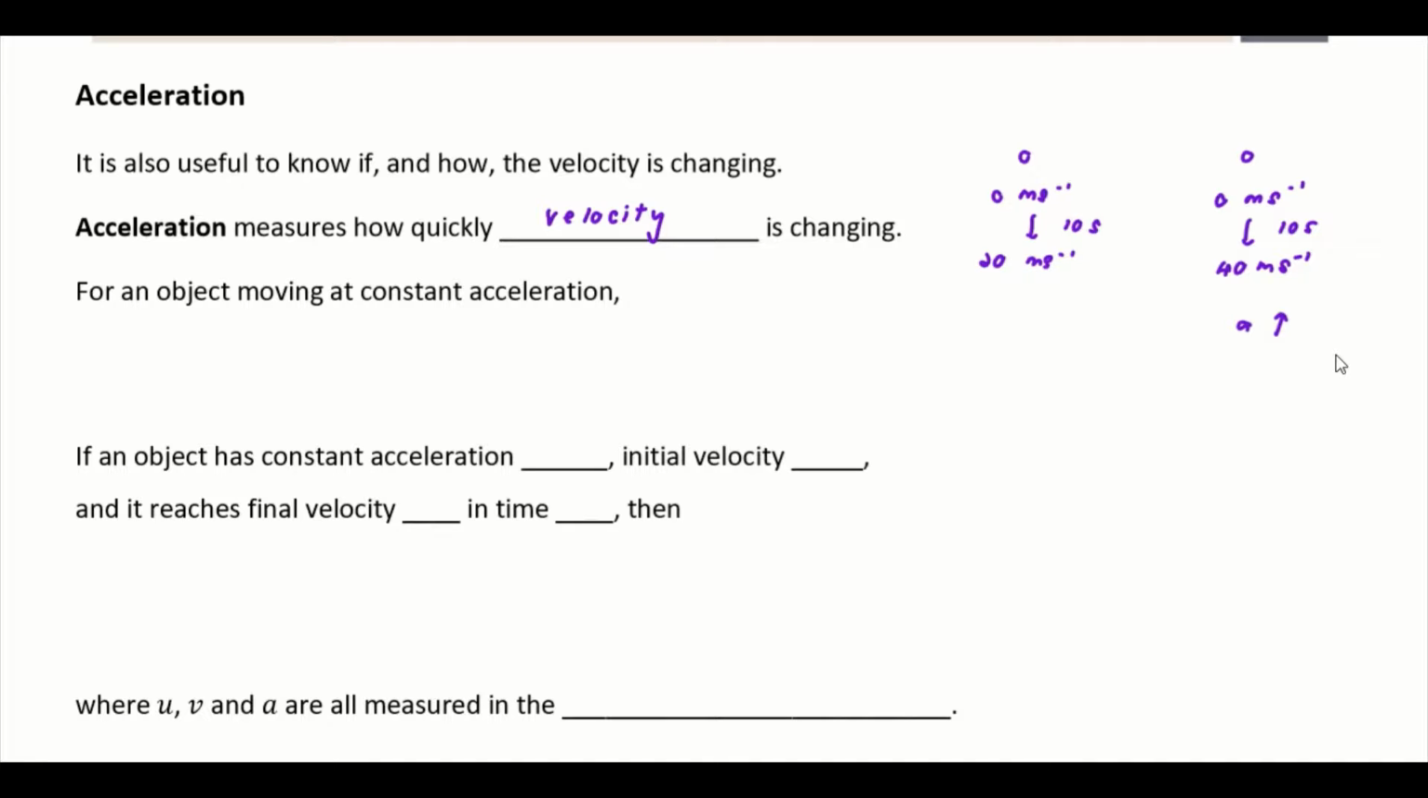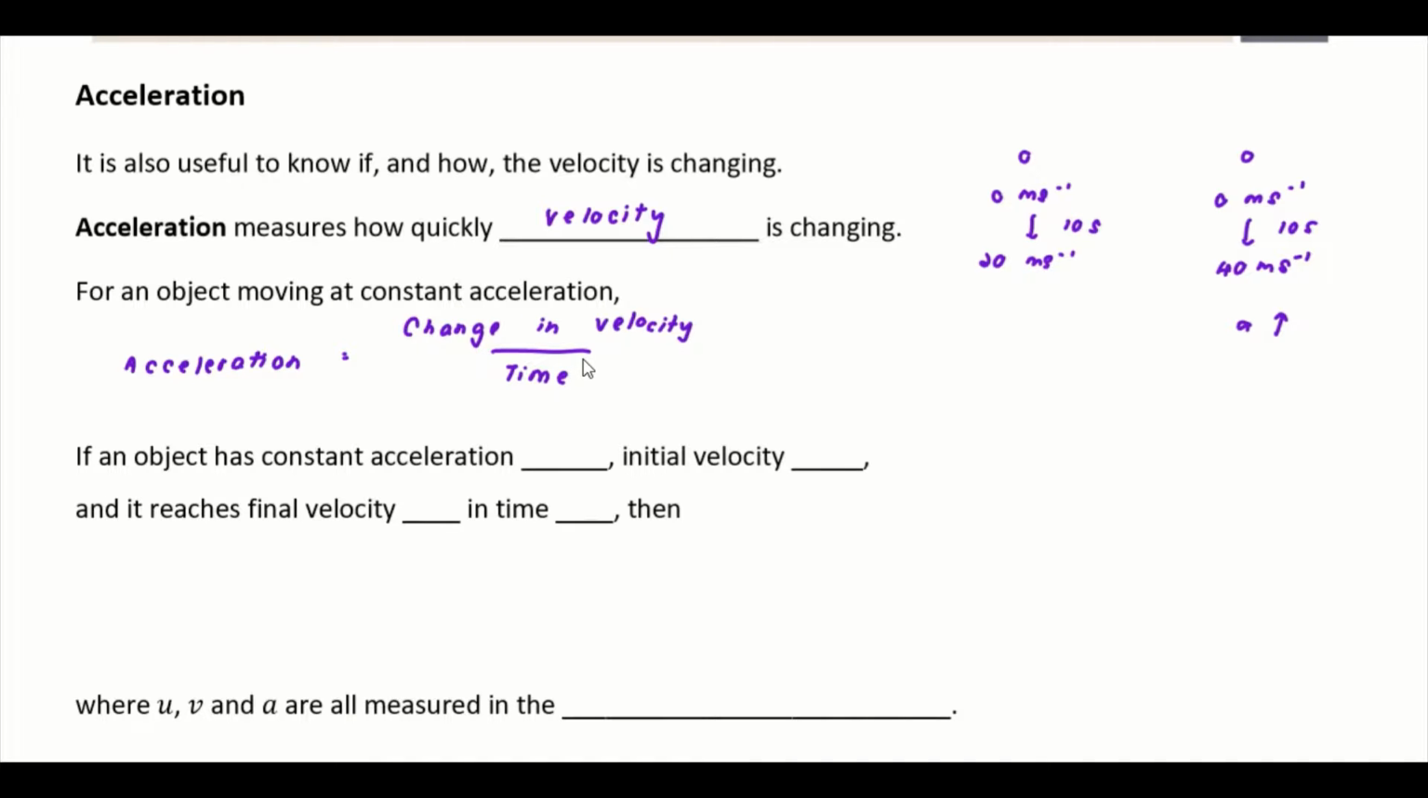In other words, the higher the acceleration, the greater the change in velocity in the time given. For an object moving at constant acceleration, the change in velocity is constant. The acceleration is equal to the change in velocity divided by the time.